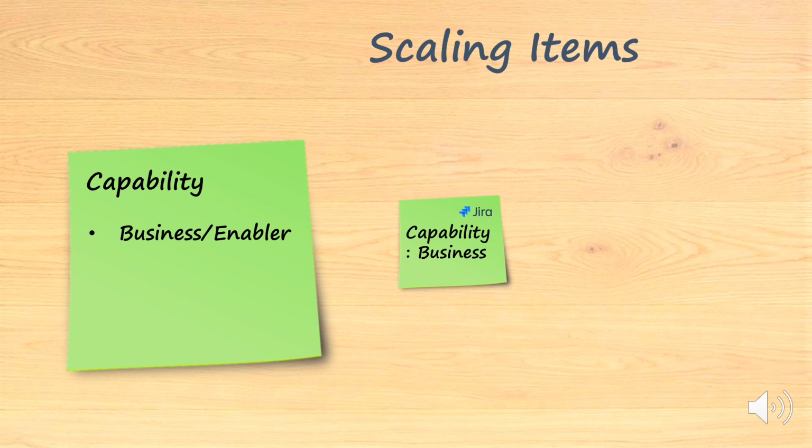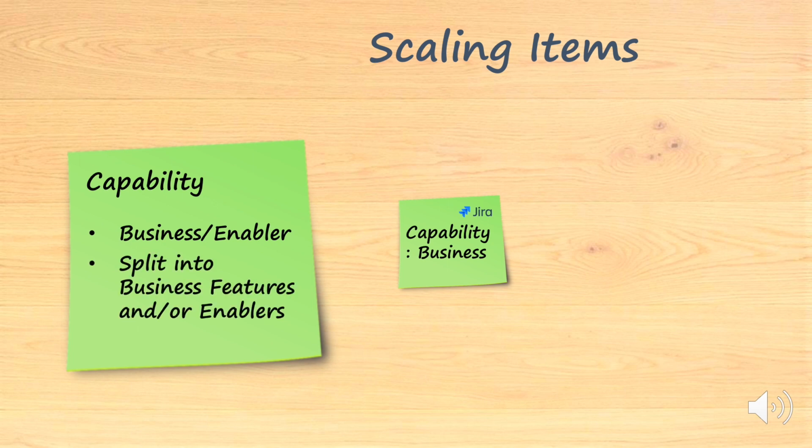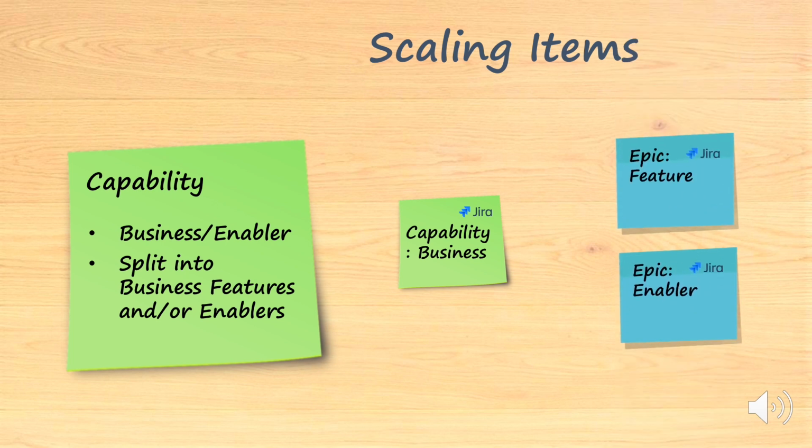As described in the SAFe requirements model, the capabilities must be split into the corresponding business features or enablers so that they can be implemented by the relevant ARTs. As we saw in the requirements items video, the business and enabler features are implemented with the type of item Epic, with the help of a specific attribute. The traceability is ensured by the usage of the linking mechanisms available in Jira.